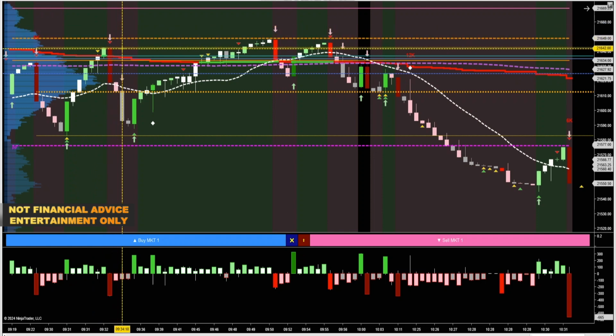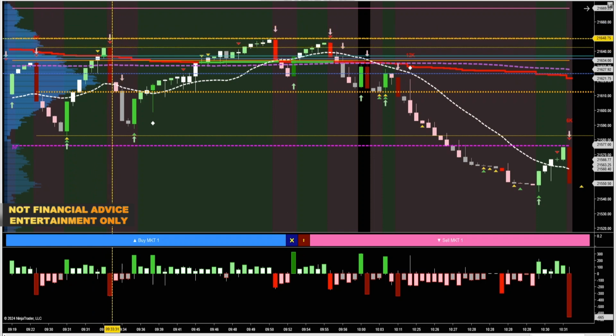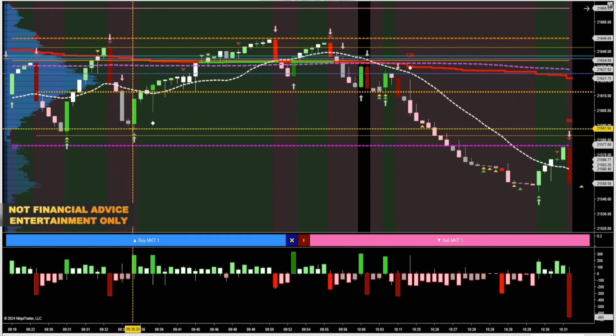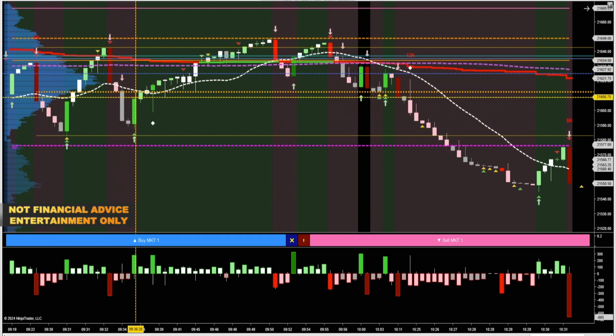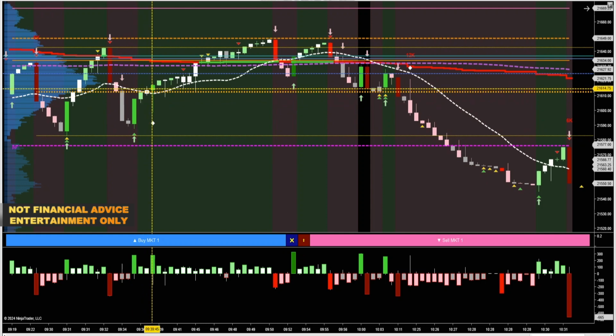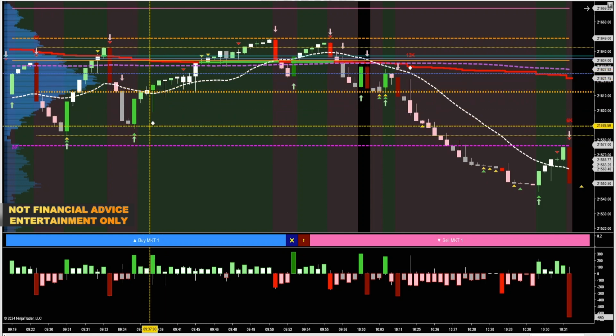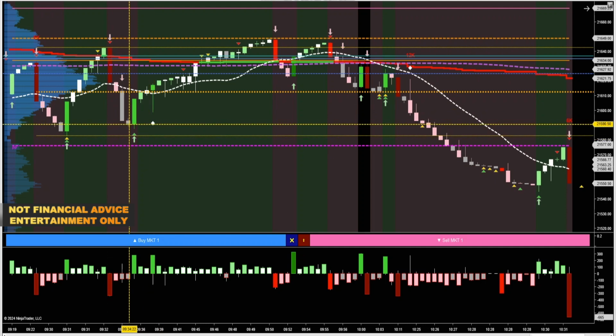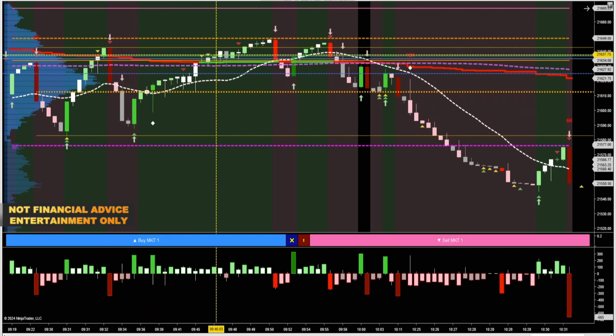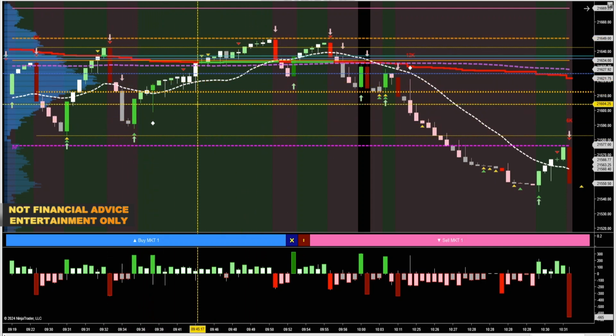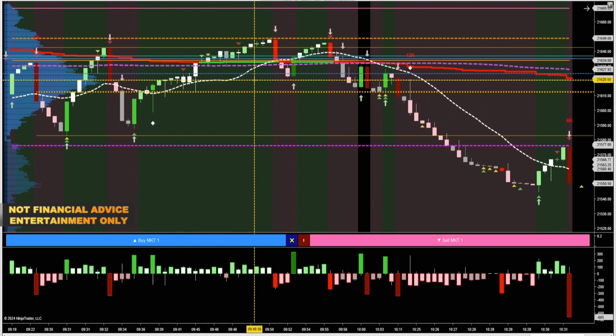Heikin Ashi turns red, RSI divergence, boner candle to the downside, more strong delta, nice push down, double signal, we break above the 20. Heikin Ashi is green, we get a nice wick signal to the upside, we push back up to the overnight open. Heikin Ashi is staying green the whole time.